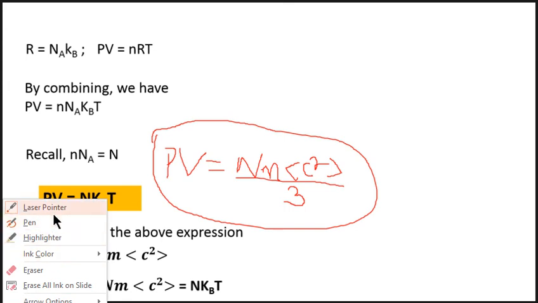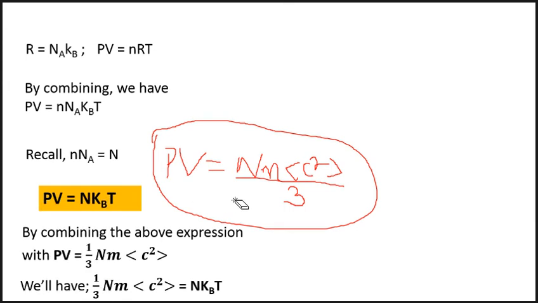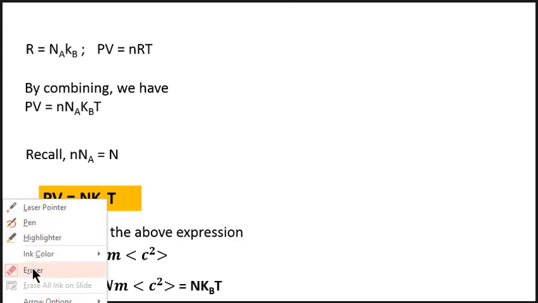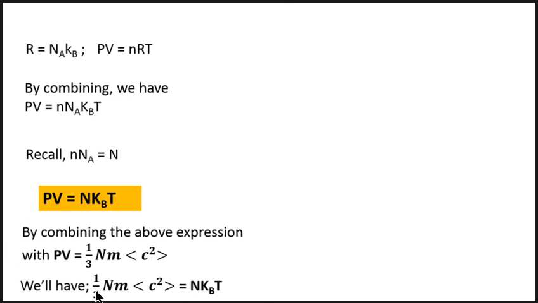Now from here, the capital letter N, which is the number of molecules, will cancel out, because there's N on both sides. So N here cancels this other N. And if that happens, I'll be left with 1/3 m times the mean square speed equals kBT.